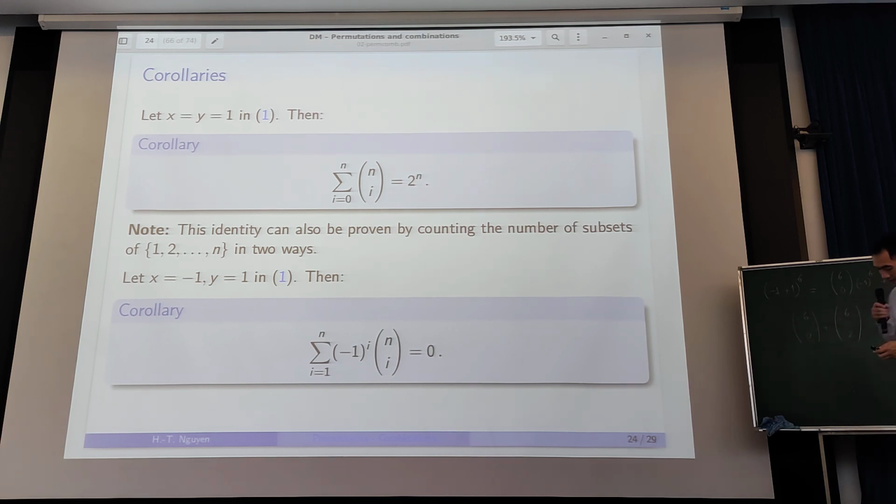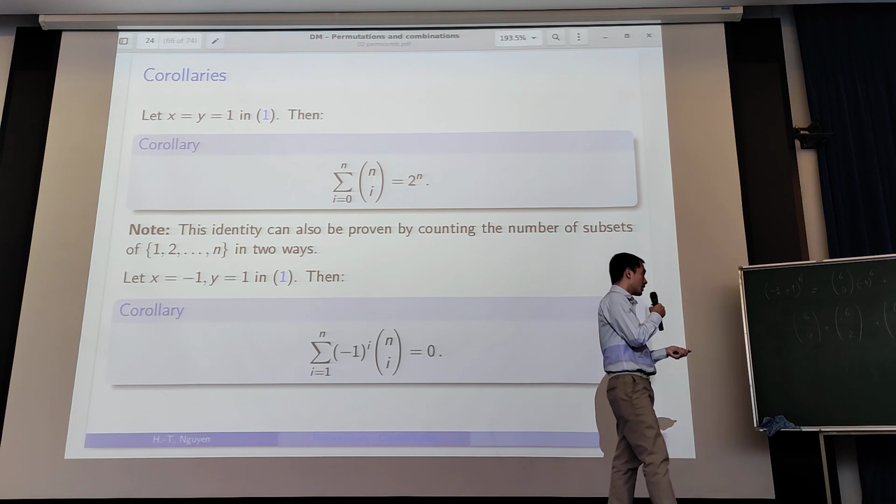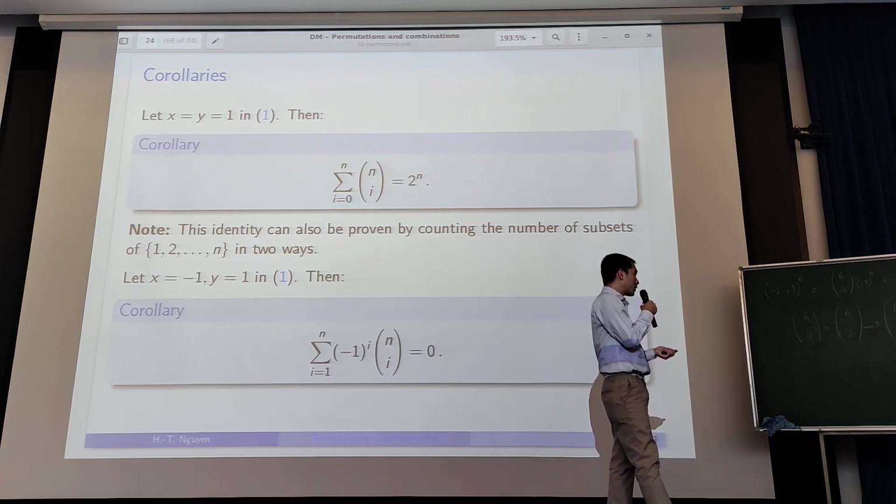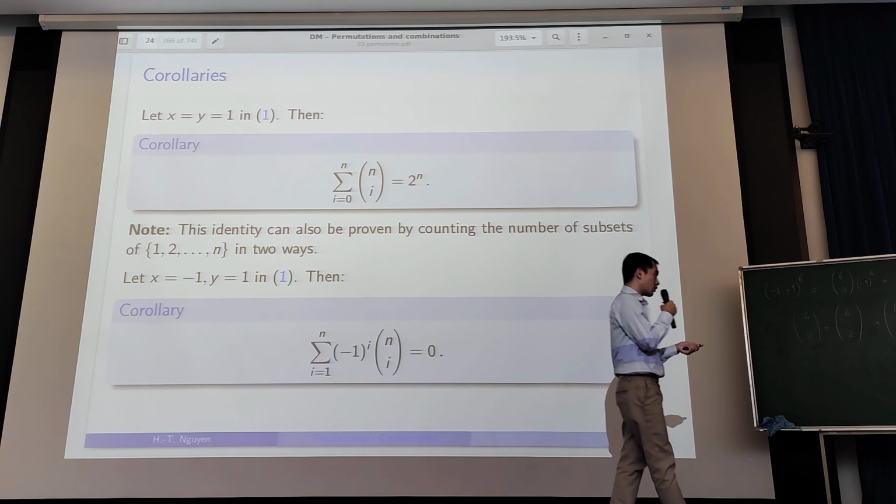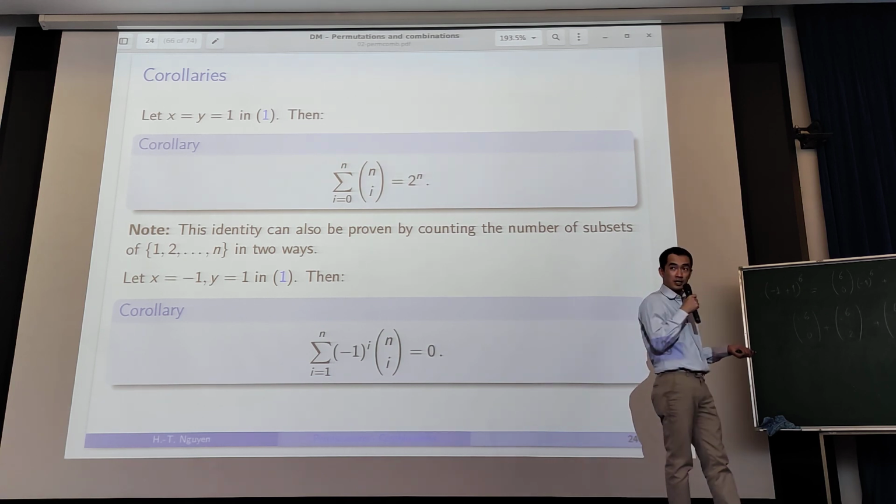The bottom line is that in the Newton formula, if you let x be minus 1 and y be 1, you write the formula and then you put all the terms with the plus sign on one side and the minus terms on the other side, then you get an equality like this. The sum of binomial coefficients corresponding to even indices is equal to the sum of binomial coefficients corresponding to odd indices.